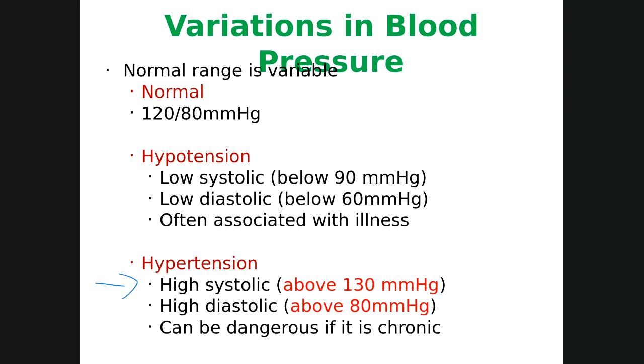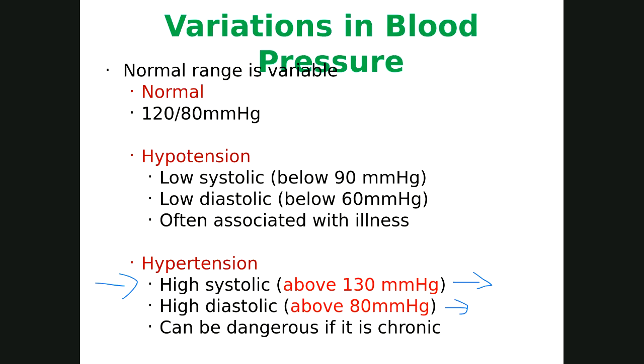So here, a high systolic value: anyone who has a systolic blood pressure above 130 is considered to be hypertensive. It is actually hypertension stage 1. Then high diastolic will be anyone who has a diastolic blood pressure above 80; this will be considered hypertension.